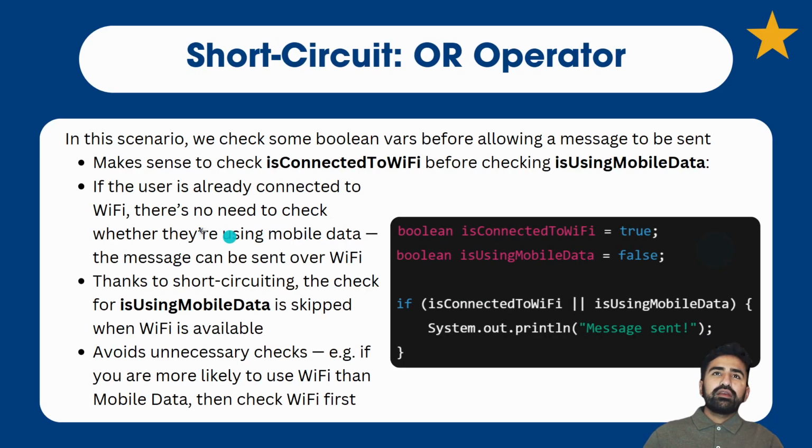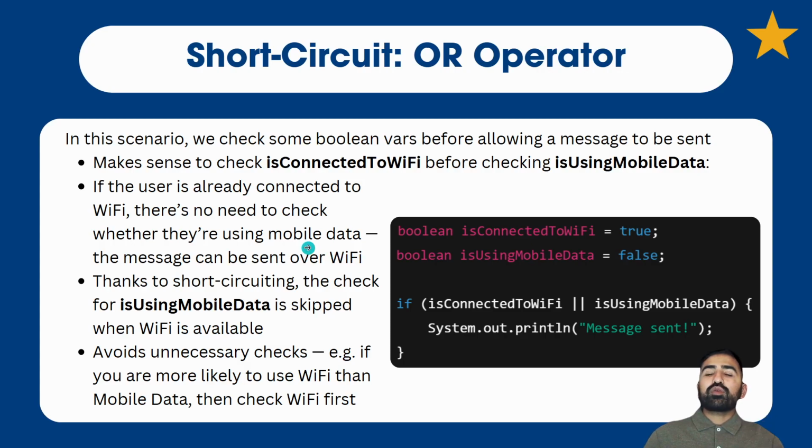That's short circuiting. With the OR operator, this one's going to make a little bit more sense. It's with Wi-Fi and mobile data. So let's say you're sending a message. You do need a connection, either to the Wi-Fi or to your mobile provider's mobile data in order to transmit that information over the internet. So you're going to need one or the other. With the OR operator, only one of them needs to be true. So in this scenario, we check some Boolean variables before allowing a message to be sent. It makes sense to check is connected to Wi-Fi before checking is using mobile data. Why might that be the case? Well, if the user is already connected to Wi-Fi, there's no need to check whether they're using mobile data. The message can be sent over Wi-Fi.